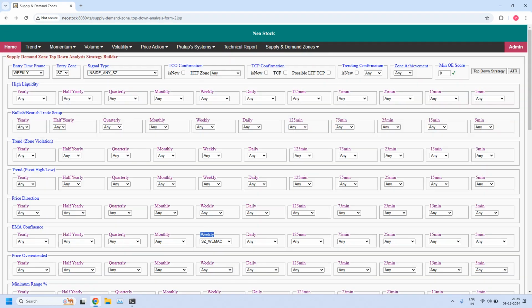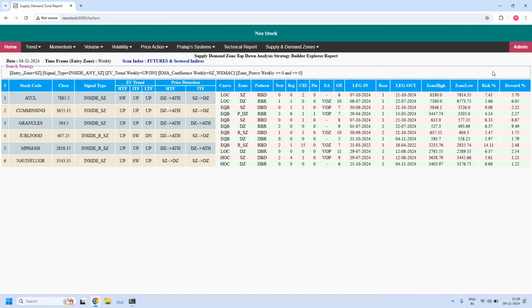So what I do, I will further filter. In the trend, zone violation trend, weekly time frame, I am selecting only up or down trend related, no sideways. Now the list is 6. So you won't be having any sideways setups, either uptrend or downtrend. These are the supply zones, right? Downtrend you can use for bearish trade setups. Uptrend you can use for counter trend trade setup related trade plans.